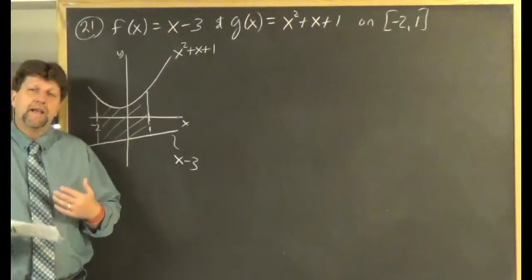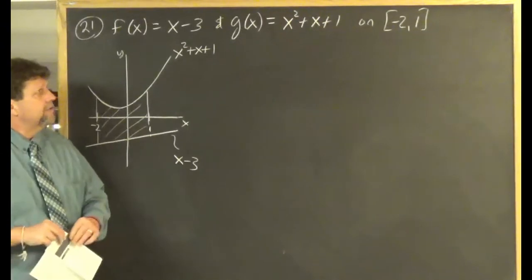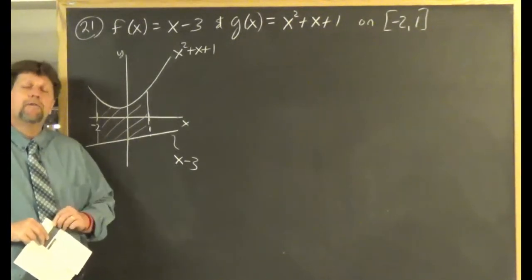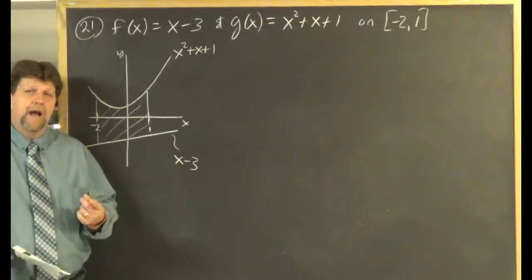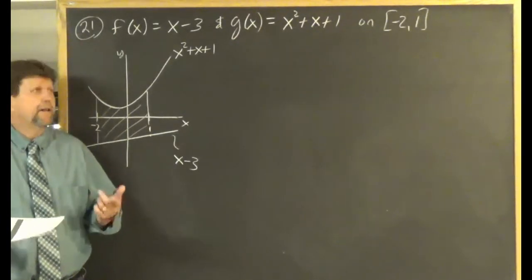21, you were asked to find the area between f of x equals x minus 3 and g of x equals x squared plus x plus 1 on the interval negative 2 to 1. So again, the first thing you have to do is look at the graphs. How can you find the area if you don't see what the region is you're trying to find the area for?